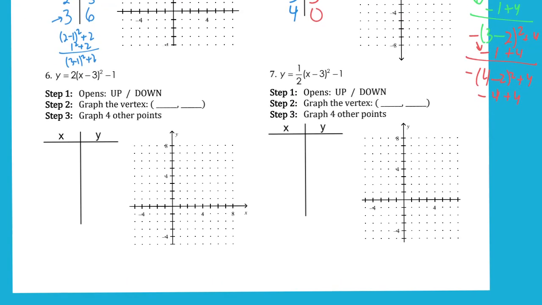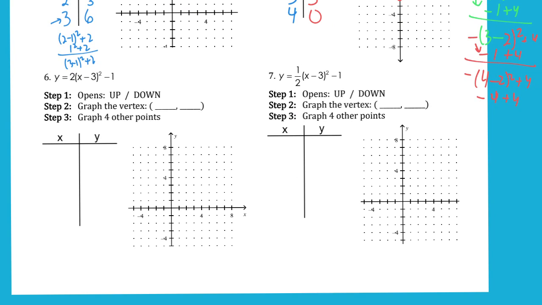All right, so let's try these out. Where would be the vertex of this next one? It would be 3 and then negative 1. The h is opposite because it's in parentheses. On circles, you do the opposite of both because they're both in parentheses. In parabolas, you do the opposite of the h and the k stays the same.